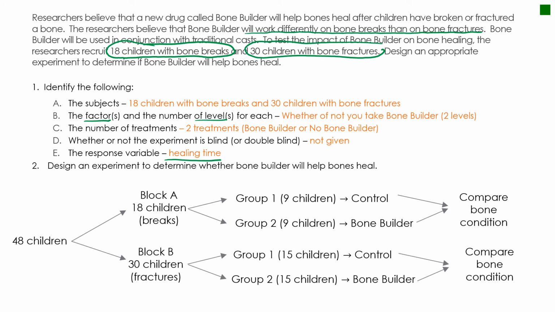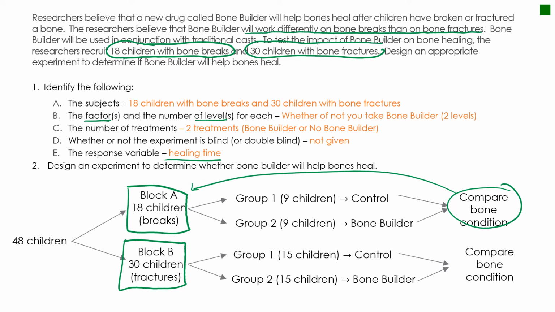So here's what my design would look like. I have 48 children total. I have a block for breaks. I have a block for fractures. I'm going to randomly assign children into groups: the control group, which is no Bone Builder, and the Bone Builder group. And then at the end, I'm comparing bone condition with breaks, and I'm comparing bone condition with fractures.